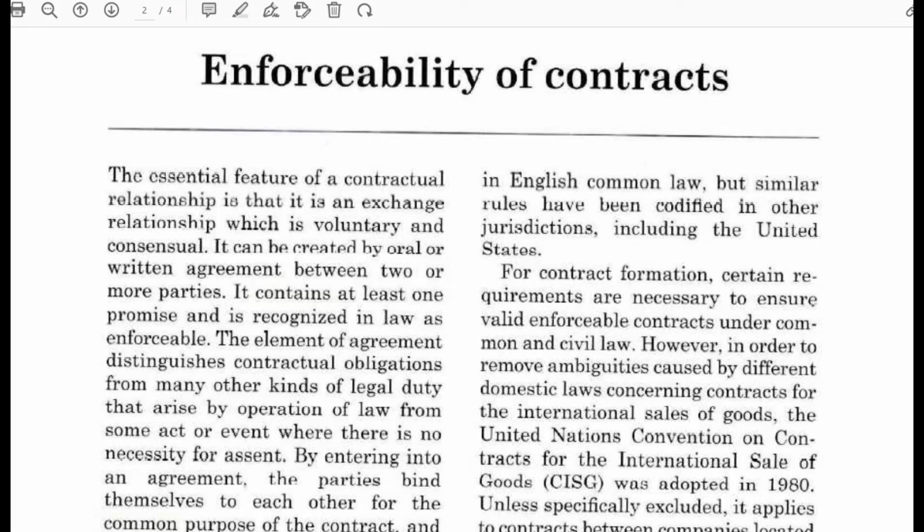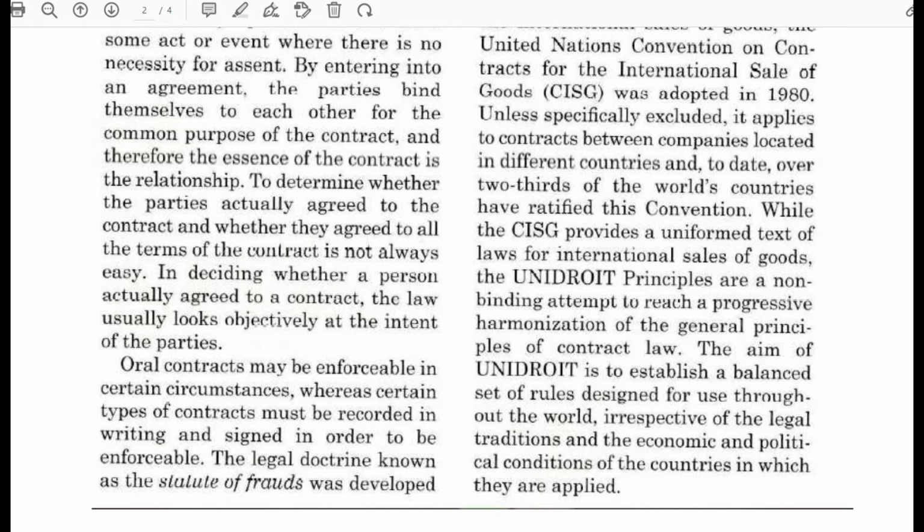The element of agreement distinguishes contractual obligations from many other kinds of legal duty that arise by operation of law from some act or even where there is no necessity for assent. By entering into an agreement, the parties bind themselves to each other for the common purpose of the contract, and therefore the essence of the contract is the relationship. To determine whether the parties actually agree to the contract and whether they agree to all the terms of the contract is not always easy, surely.